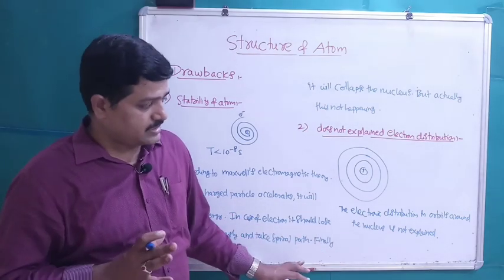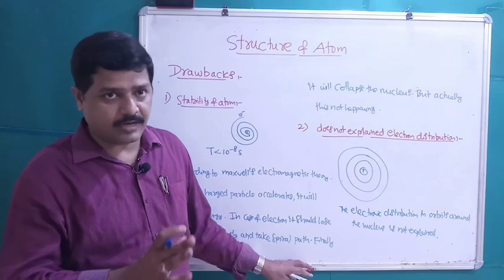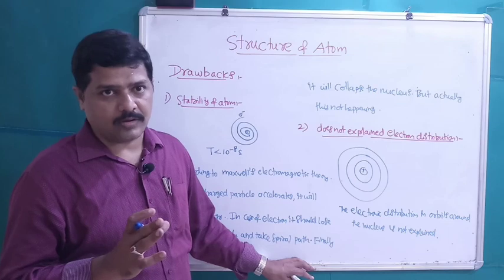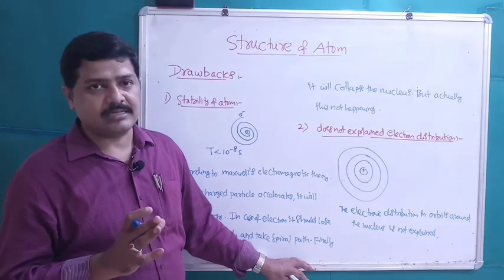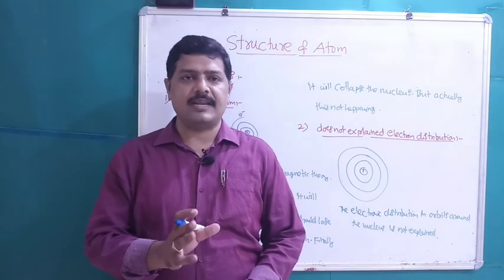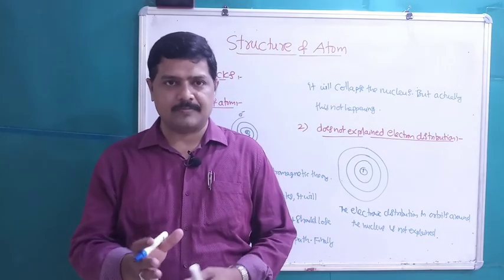From those scientists, the first successful one after Rutherford is Niels Bohr. In the next class, let us continue our discussion with the developments leading to Bohr's model of atom.